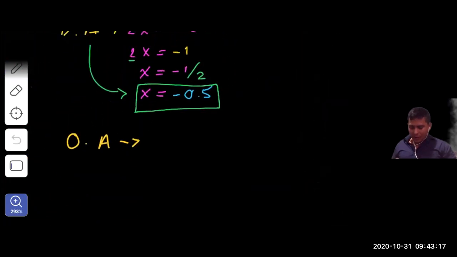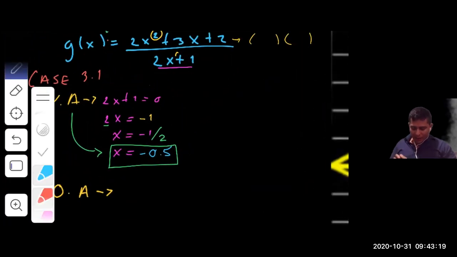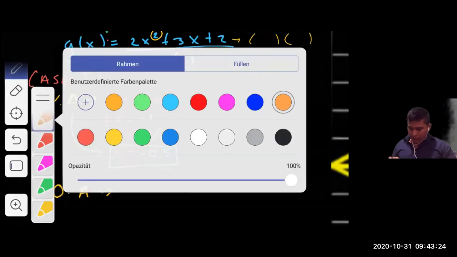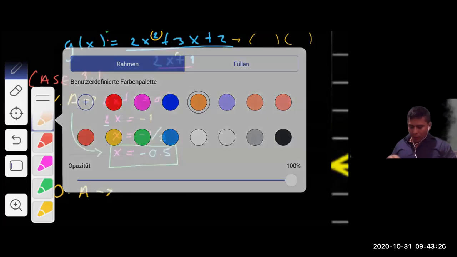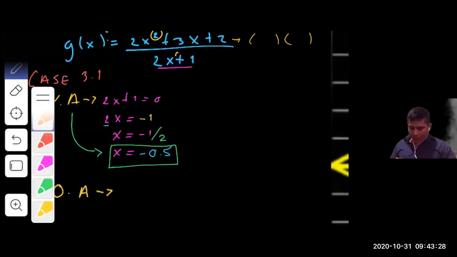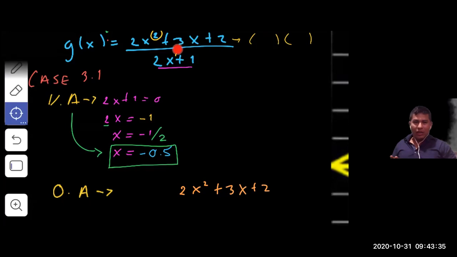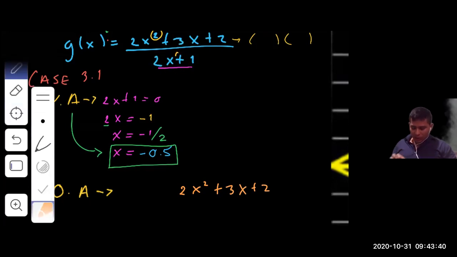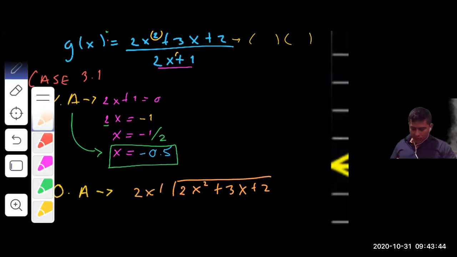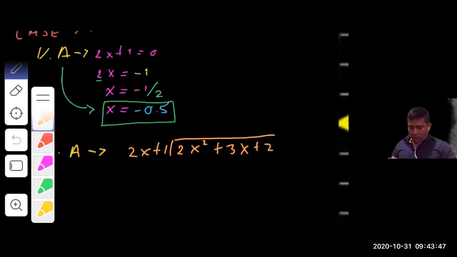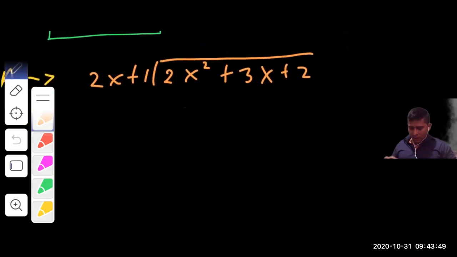Let's find the oblique asymptote. How do we find it? Well, let me choose another color here. It's going to be straightforward. We're going to take that numerator, x squared plus 3x plus 2, and divide it by 2x plus 1 using long division. I'm going to zoom in on this part because this is where I'm going to work.